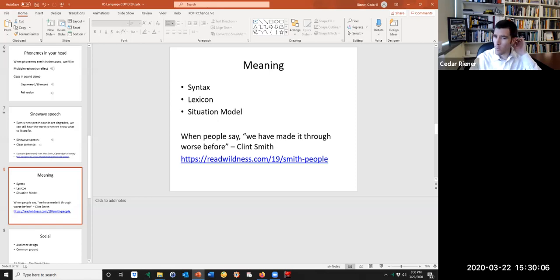So again, when we talk about the meaning of language, we're talking about the syntax, lexicon, and situation model. And again, each of these are rules in your head, not necessarily, although they relate to the grammar rules that you've learned in English, vocabulary, but your mind goes well beyond a lot of those grammatical rules and vocabulary to form the full situation and get the whole meaning of the language.